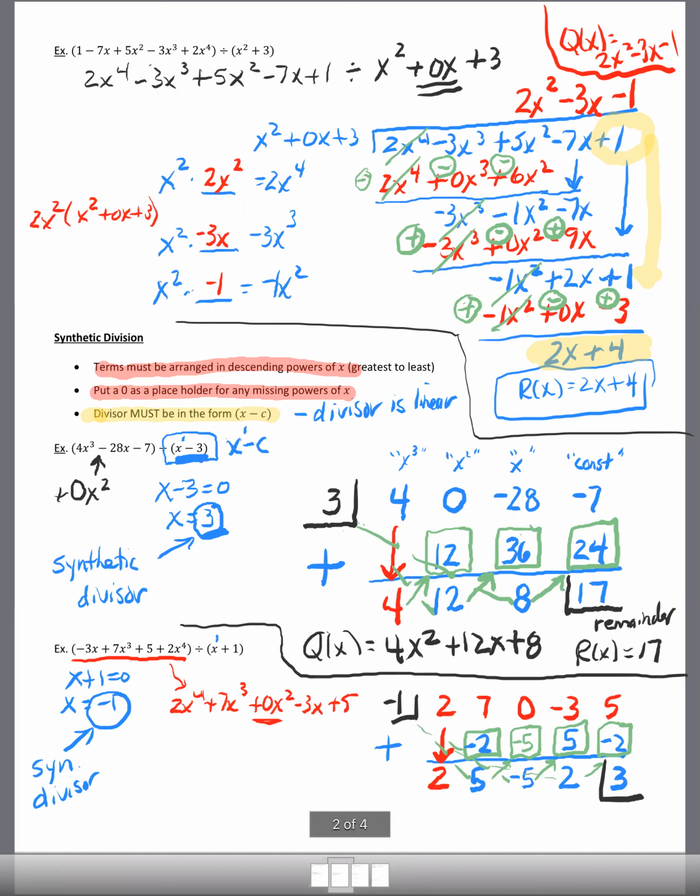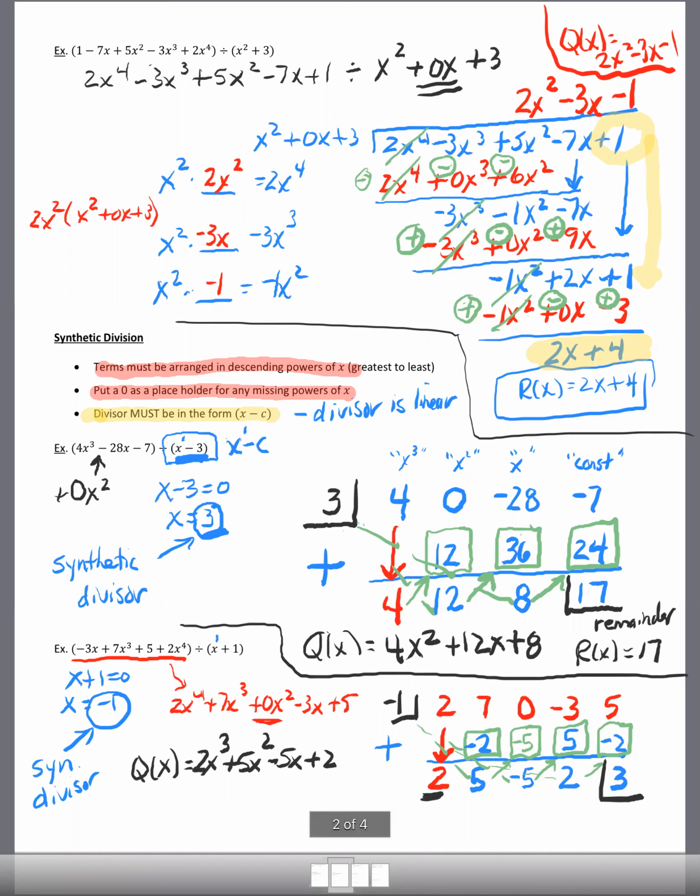So again, if we want to write out the answer back in polynomial form, we would say that the quotient starts right here with the 2, and it's going to automatically lose a power. So the high power for us was x to the 4th. It's now down to x to the 3rd. So this will be 2x to the 3rd, a positive 5x to the 2nd. We always just count down the powers now, minus 5x plus 2.